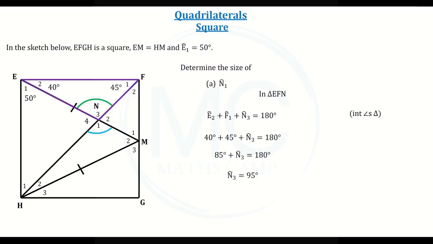But please remember that we aren't looking for the size of angle N3. We are looking for the size of angle N1. At the beginning of this question, we found that angle N1 is equal to angle N3. So as our final answer, we can say angle N1 is equal to 95 degrees. Now we can make our diagram black again. We can put in 95 degrees for angle N3 and for angle N1.